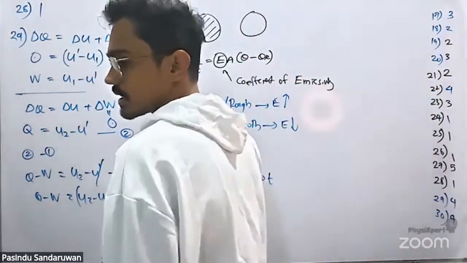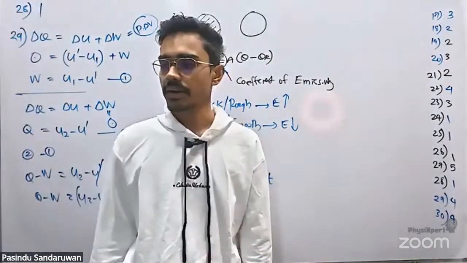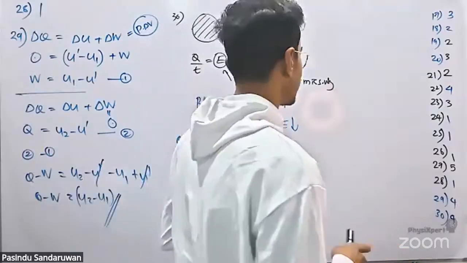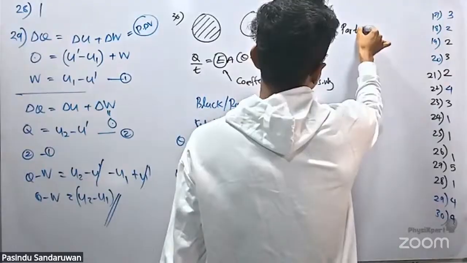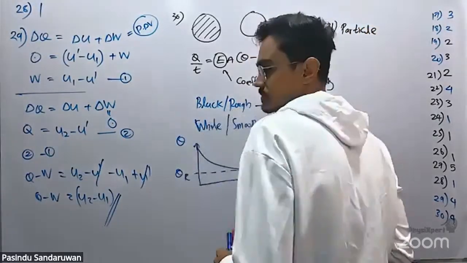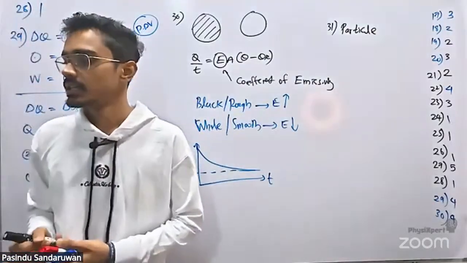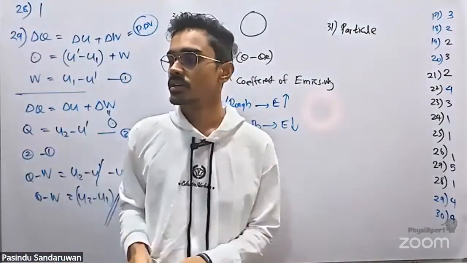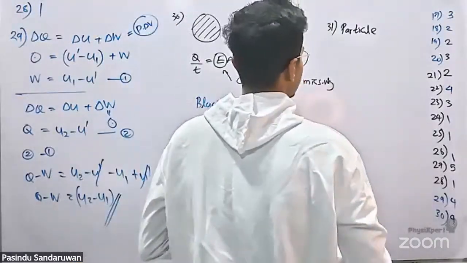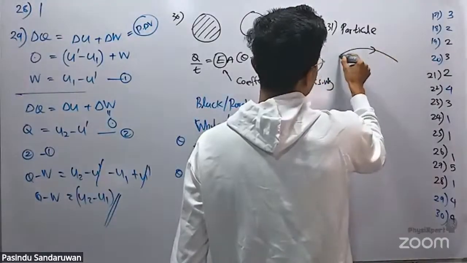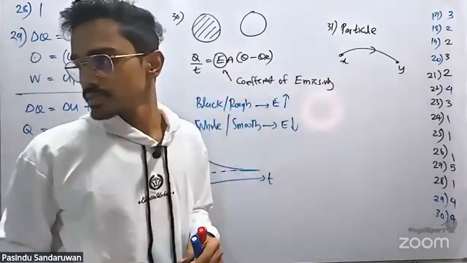Right? 31. It should be a particle, not a practical. A particle moved from point X to point Y in a gravitational field.